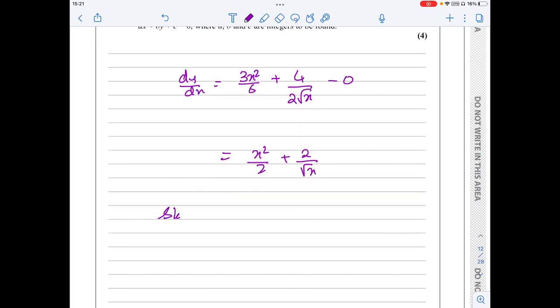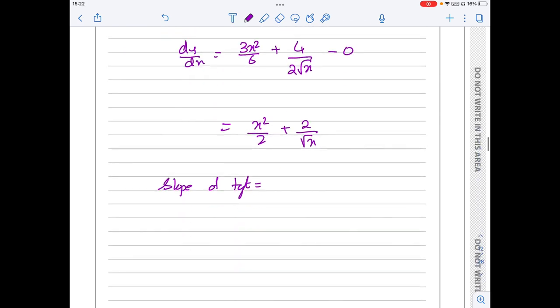So first of all, I'll be finding the gradient of the tangent, or the slope of the tangent, at this point (4, 11/3). So plug in x = 4: 4 squared upon 2 plus 2 upon square root of 4, which gives me 9. So the gradient of the tangent is given. The gradient of the normal will be the reciprocal and change the sign.